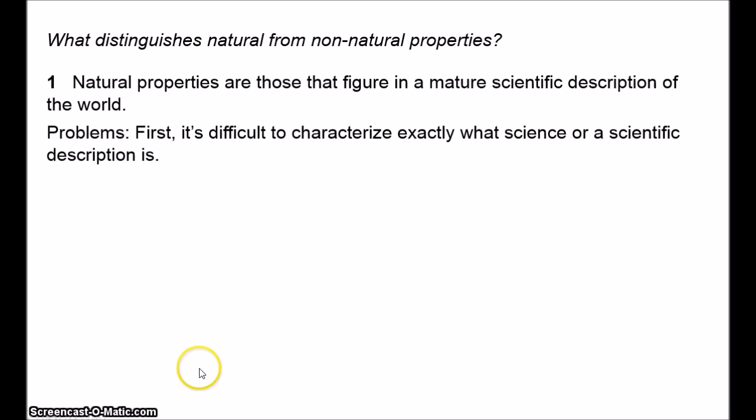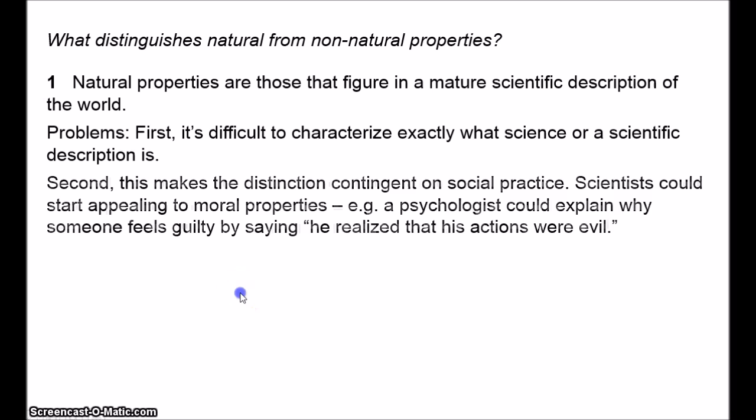Another problem is that this definition makes the distinction contingent on social practice. We can actually imagine scientists appealing to moral properties. A psychologist, in explaining why someone feels guilty, might say, he realised that his actions were evil. This is a straightforward appeal to a moral property. If psychologists decided to start talking in this way, then moral properties would figure in scientific descriptions, and so would be natural properties.